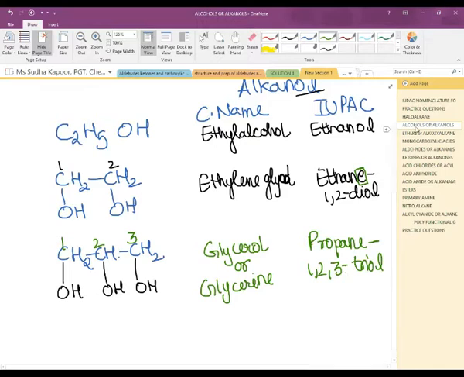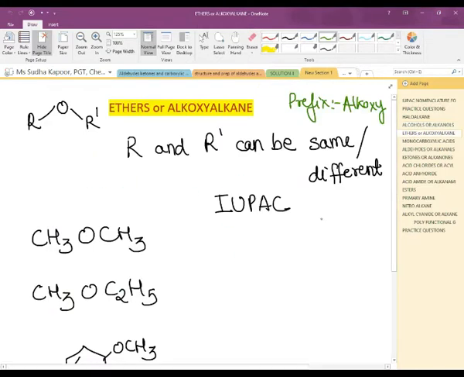Now the other is ether. Ethers are represented by ROR'. These R and R' can be the same or can be different. The functional group present is O, that is in the center. In this case, the functional group acts as a prefix. It is known as alkoxy, and the general name given in the IUPAC system is alkoxyalkane.